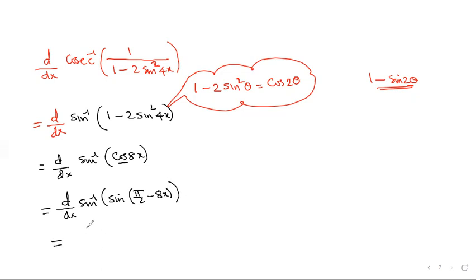Now is the cancellation rule applicable? Yes, sir. It cancelled. So the derivative of pi by 2 minus 8x became 0 minus 8 into 1. So the answer is minus 8.